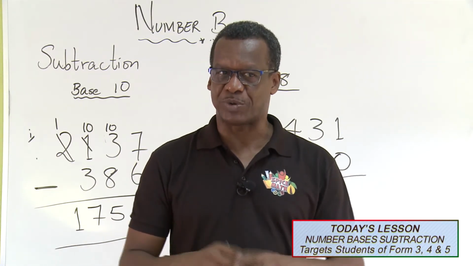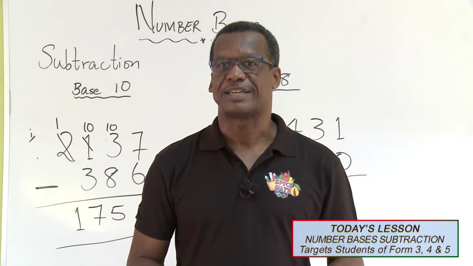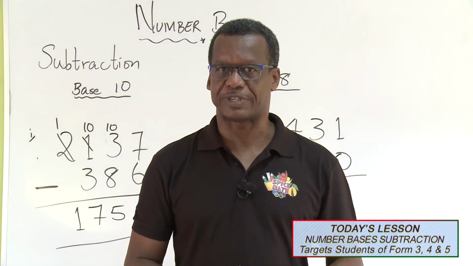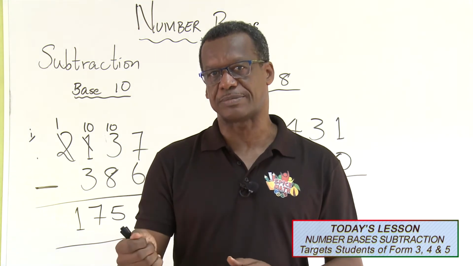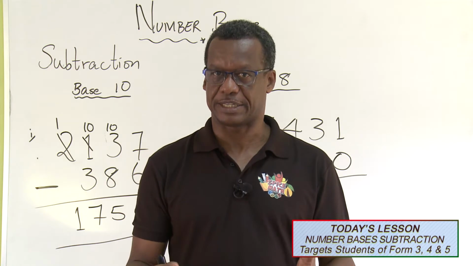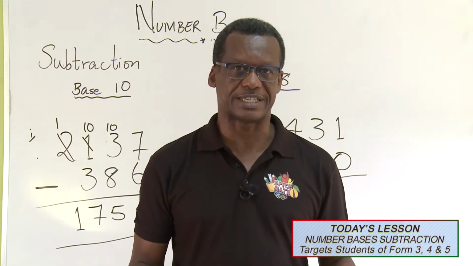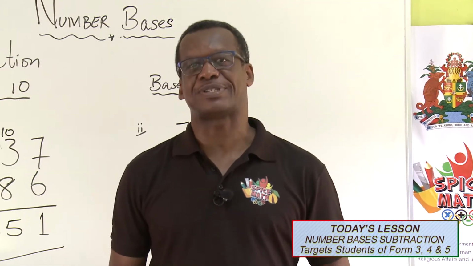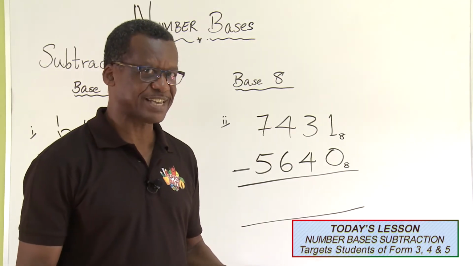Keeping in mind that when we were regrouping, because we were in base 10, we have to keep that we're dealing with powers of 10. So every time we regrouped, what we got in the previous column would have been 10, because we're dealing with base 10. Now let's see what happens when we're working in base 8. So let's look at what happens when you have subtraction in base 8.